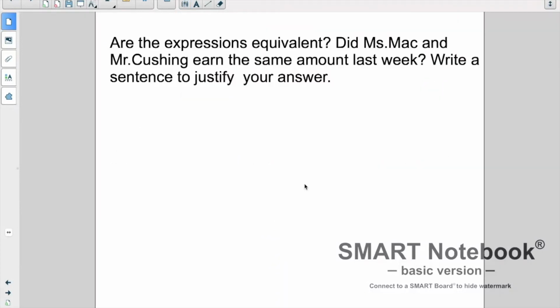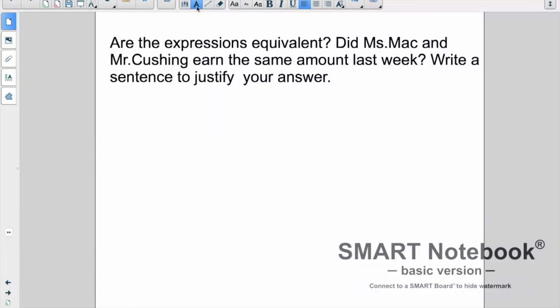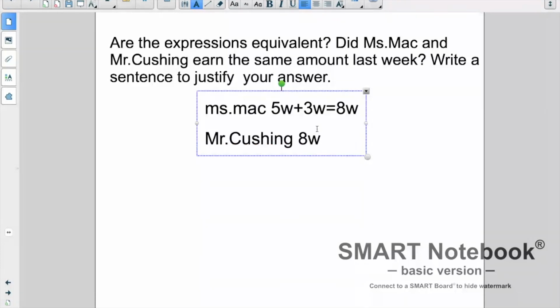The question is, are the expressions in the last example equivalent? So we have here 5W plus 3W to represent Miss Mac's hourly work wages. So if we take 5W and we add that to 3W, that's going to give us 8W. Mr. Cushing's hourly wages was just 8W. Well, these are like terms. They are the same. So they are in fact equivalent expressions.